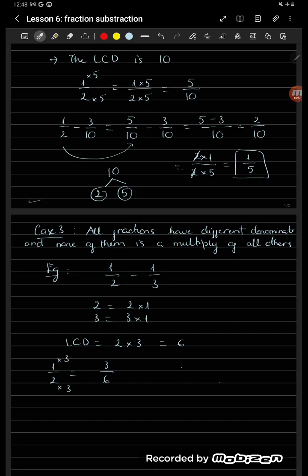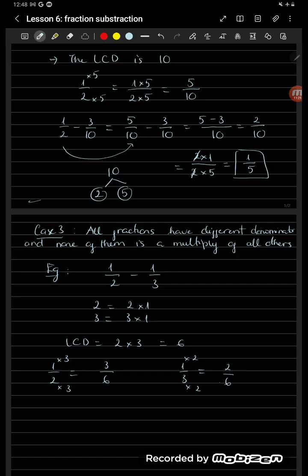And similarly we do for 1/3. We need to change this one to a new fraction with the denominator of 6. And in order to do so, you need to times the bottom part by 2. And because we times the bottom part by 2, we need to times the top part by 2 as well. So the answer is 2/6.